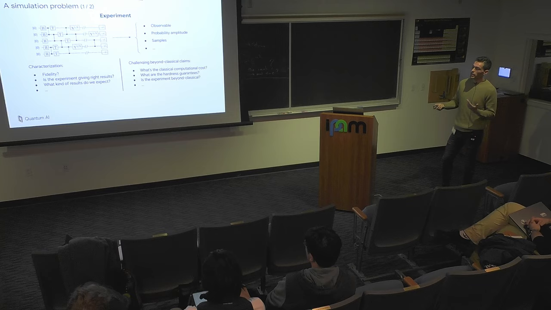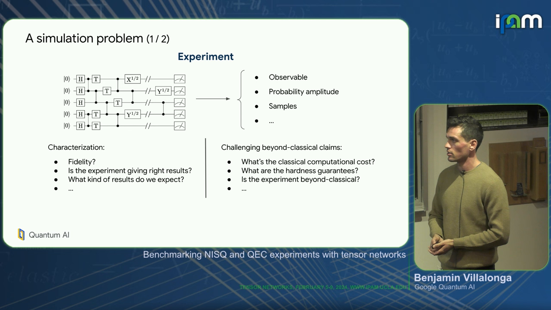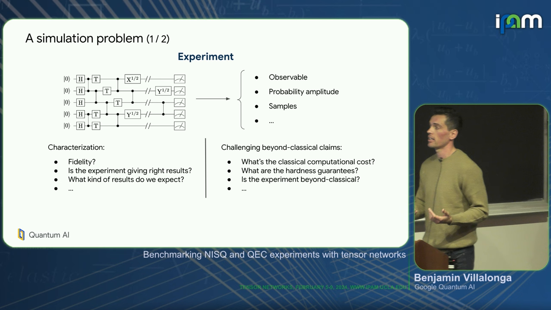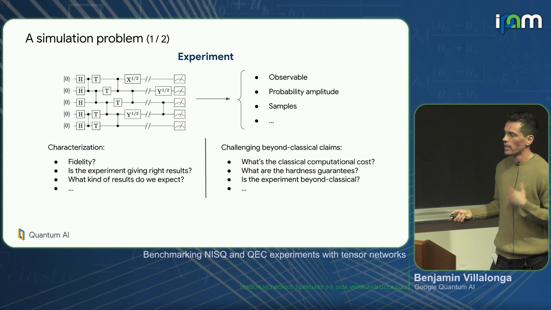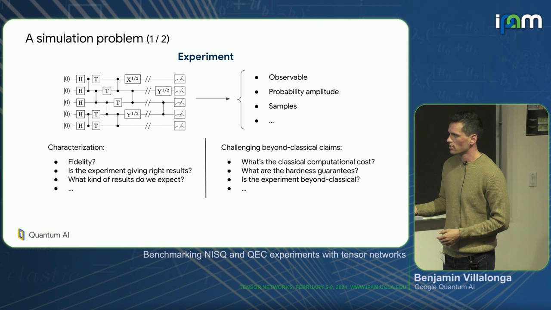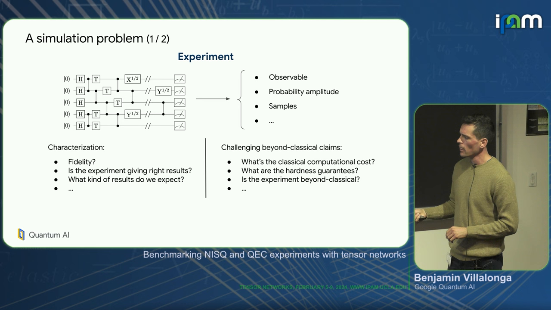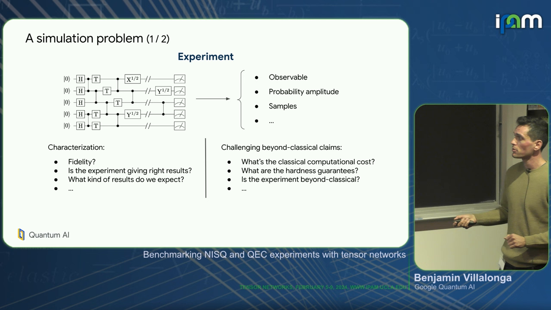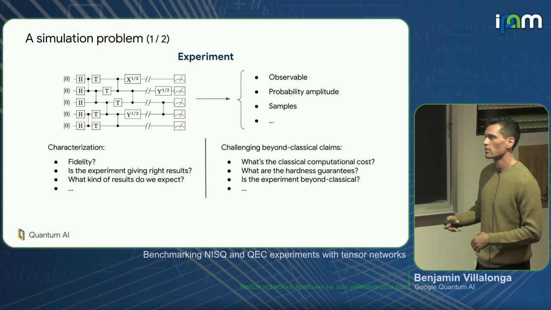Another way tensor networks might be useful here is to actually challenge beyond classical claims. If we run really large experiments that are supposed to be really hard classically, well, then we might well try really hard classically to debunk that claim. And one way we can do that is with very highly optimized tensor network contractions. These highly optimized methods might give you an insight on what is the classical computational cost, if you believe these methods are actually the best you can do. They give you some limited guarantees on hardness. In practice, nothing rigorous. It's just practical insight based on numerics. And it might give you insight also on whether you have entered something that we might think of as a beyond classical regime.